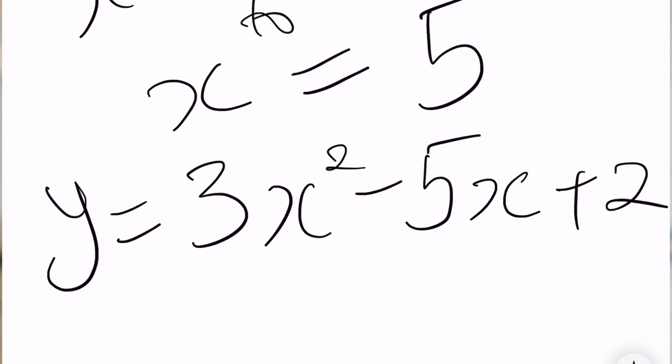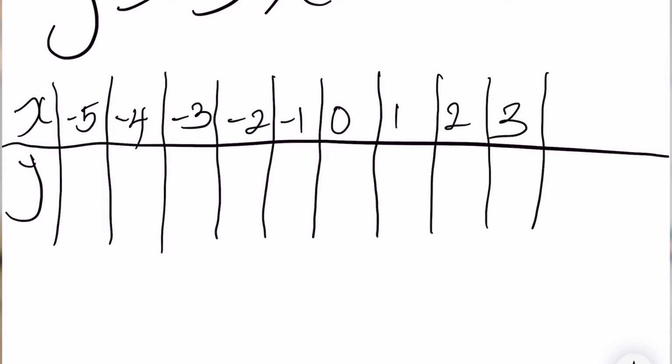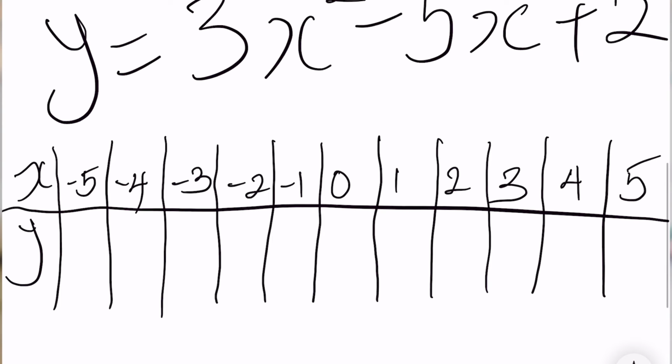Then we draw our table. So drawing our table, we have a table of x and y. Minus 5, minus 4, minus 3, minus 2, minus 1, 0, 1, 2, 3, 4, and 5. Now, we already have our table.